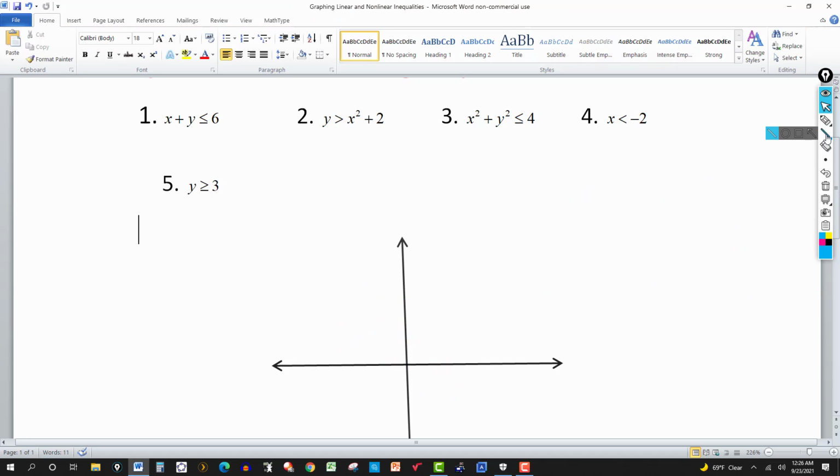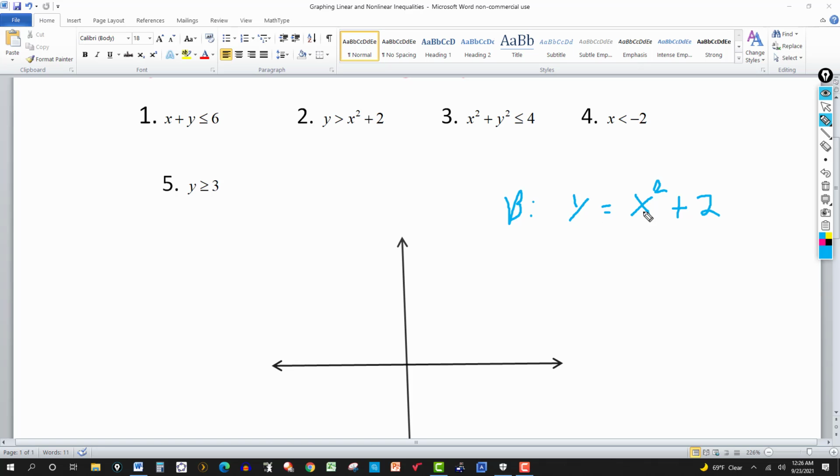The second one, we look at the boundary. So just make it into an equal. Just ignore the less than or greater than, whatever it turns out to be, and make it into an equal. And you graph this. So it'll be y equals x squared plus 2. And you should recognize that as a parabola.